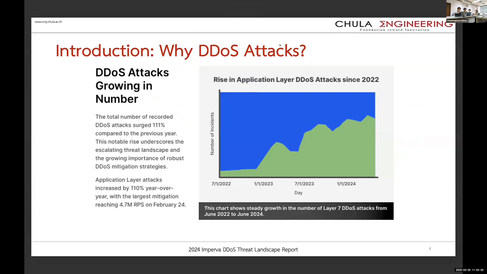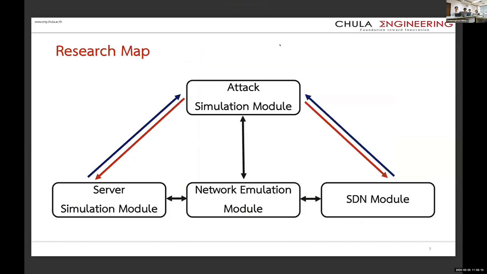So we start with the question: why DDoS attack? From previous years, we can see that DDoS attacks have been growing about 100% per year. We realize this kind of problem will play a big role in the future, and this is really important. As you can see from the volume, it was about 4 million requests per second in 2022-24. So we have 4 modules here. Next, we will talk in detail about each module.